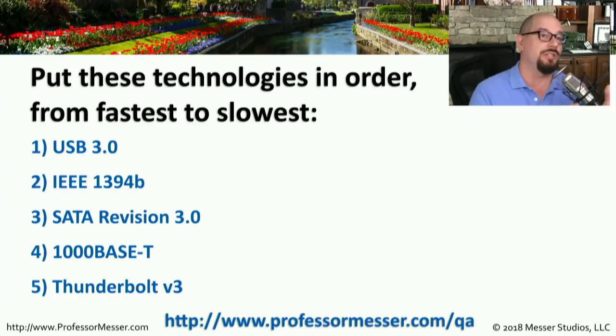Here are the technologies. Number 1 is USB 3.0. Number 2 is IEEE 1394B. Number 3 is SATA Revision 3.0. Number 4 is 1000BASE-T, and number 5 is Thunderbolt V3. Now, if you think all of these are already in order from fastest to slowest, just put into the answer 1, 2, 3, 4, 5.